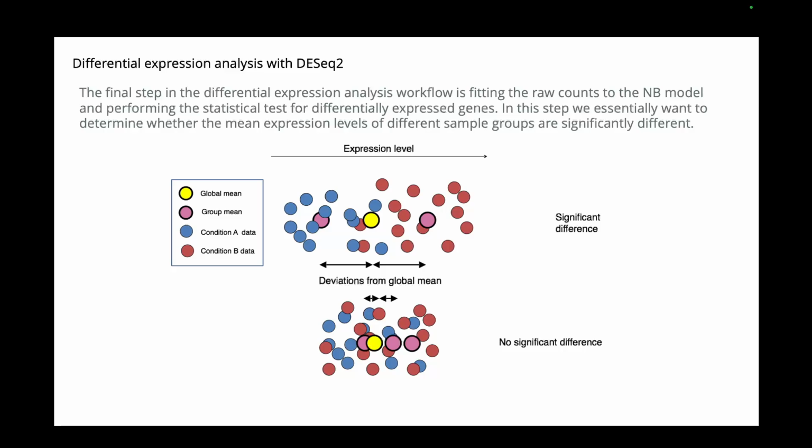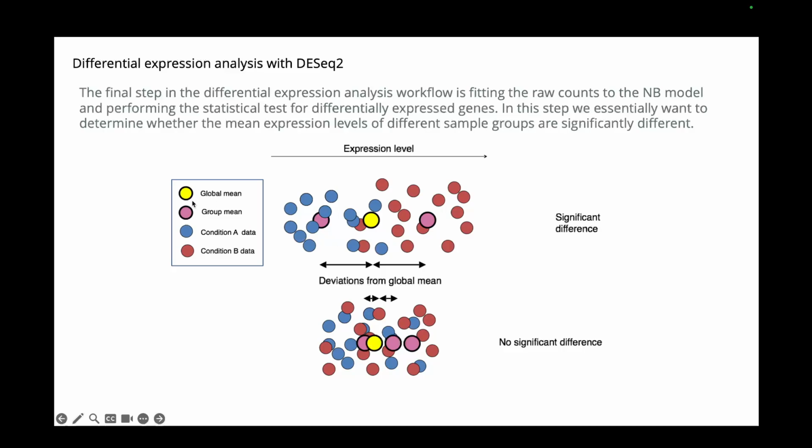The first step in the differential expression analysis workflow is fitting the raw counts to the NB model and performing statistical tests for differentially expressed genes. In this step, we essentially want to determine whether the mean expression levels of the different sample groups are significantly different. So this is one of your sample groups. Basically, your red one is a sample group, and blue one is another sample group.